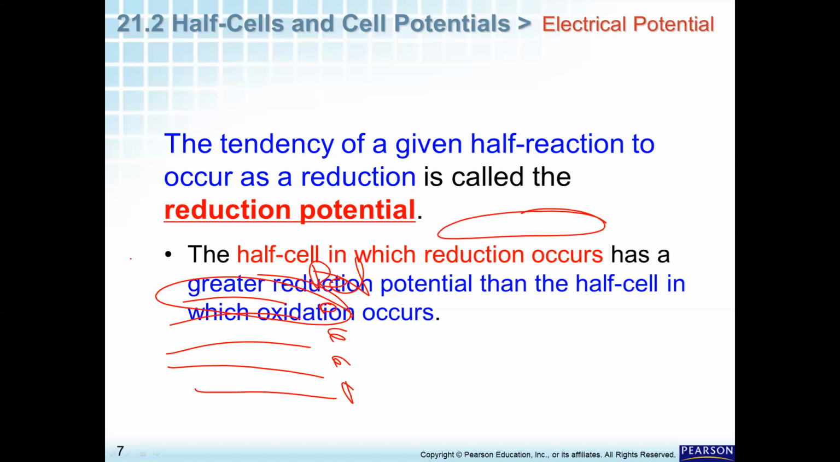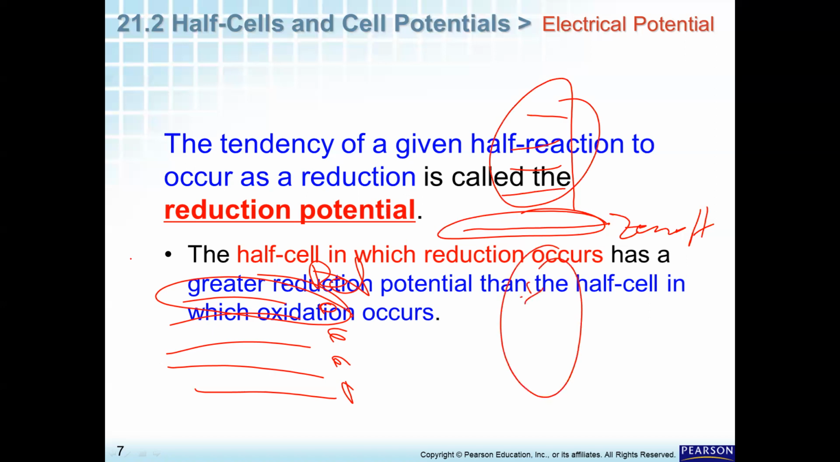Here's the 0 with the hydrogen electrode or the half cell. Then these are negative, assume. So these, being negative, will undergo oxidation. And these, the ones with positive, will undergo reduction.